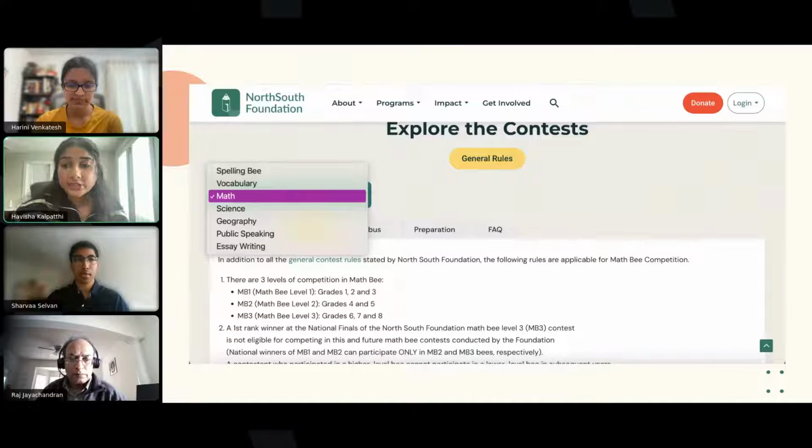And this is just a little picture showing you where to go. So if you click on the link that I showed you, or just go to NorthSouth Foundation's website, you can direct yourself to the Math B portion, and it will give you the syllabus, the rules, preparation, FAQ. It'll have different sections for everything that you need.